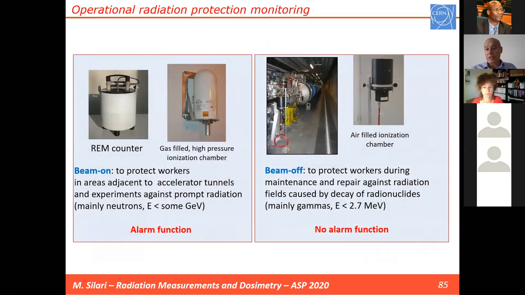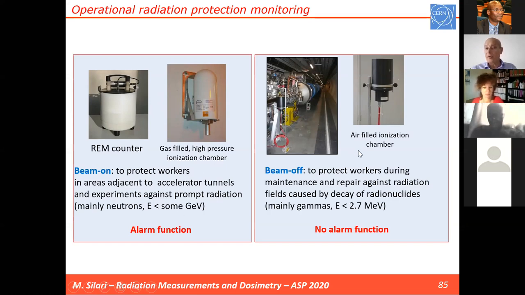So stray radiation is typically monitored, as I said, by a Rankine antenna and ion chamber. These are installed in the accelerator tunnels and in the experimental areas, and they are meant to protect workers in areas adjacent to accelerator tunnels or in experimental areas, if there is any event that would generate prompt radiation above a certain value, which would also give alarms.